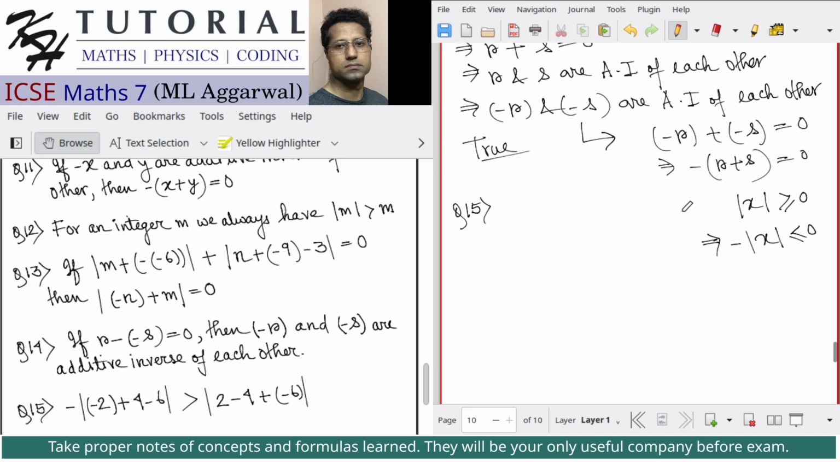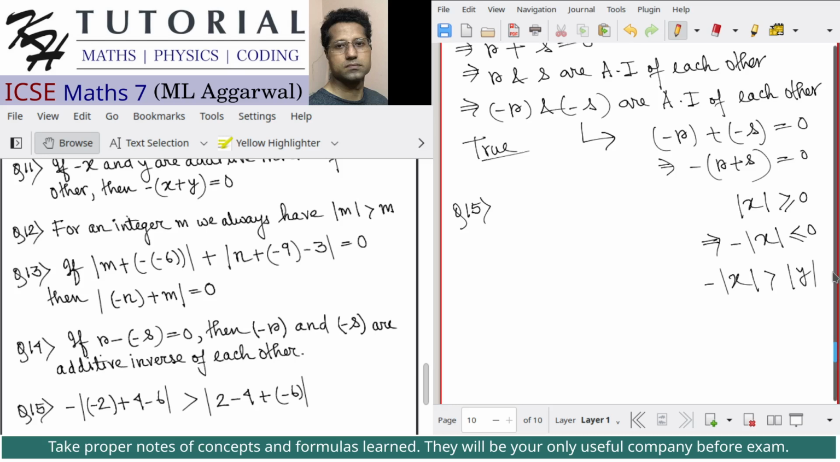So whatever the numerical expression be inside the absolute operator on both the sides, we can never have something like this, that is negative of absolute value of x is greater than absolute value of y, where let's say x and y are some integers.